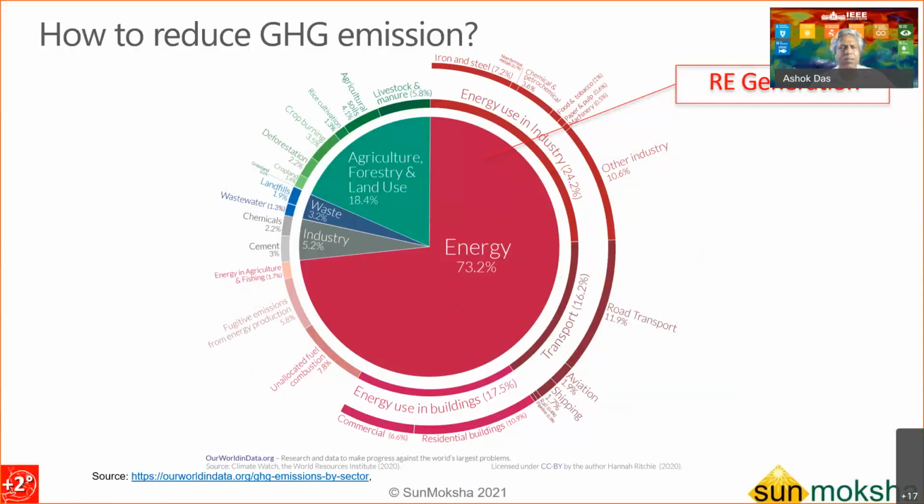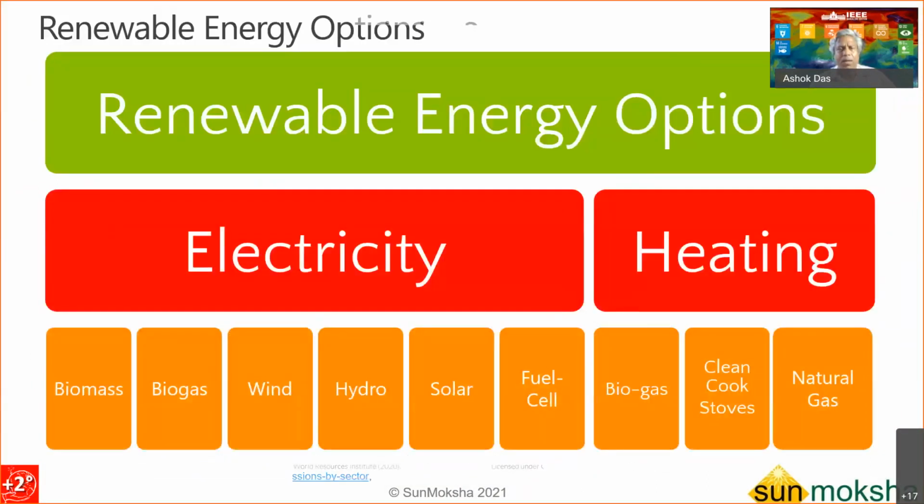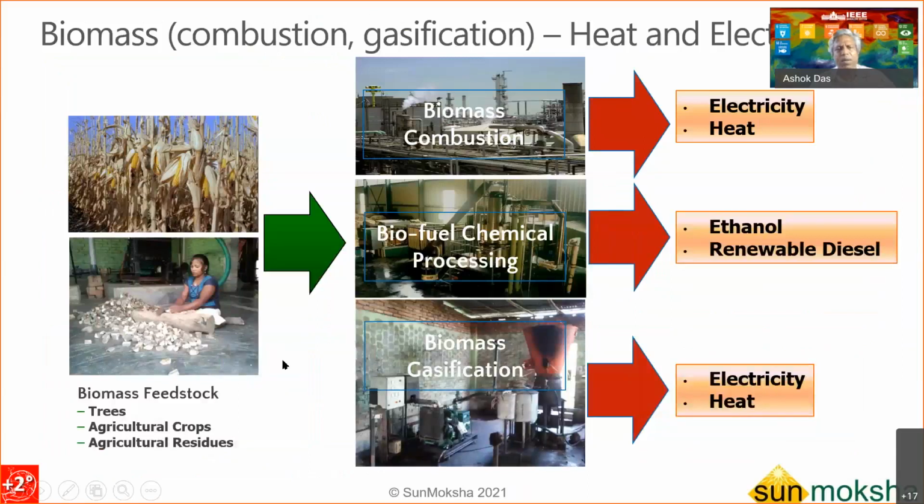Let's start with renewable energy generation. The energy is primarily used for the two sectors of electricity and heating. And in the electricity sector, you have multiple options of renewables. And similarly, in heating, you have multiple options of renewable sources. We'll look at it one by one. So starting with biomass. Biomass can be used in two ways. Actually three ways, right? It is essentially used to generate either heat or electricity.